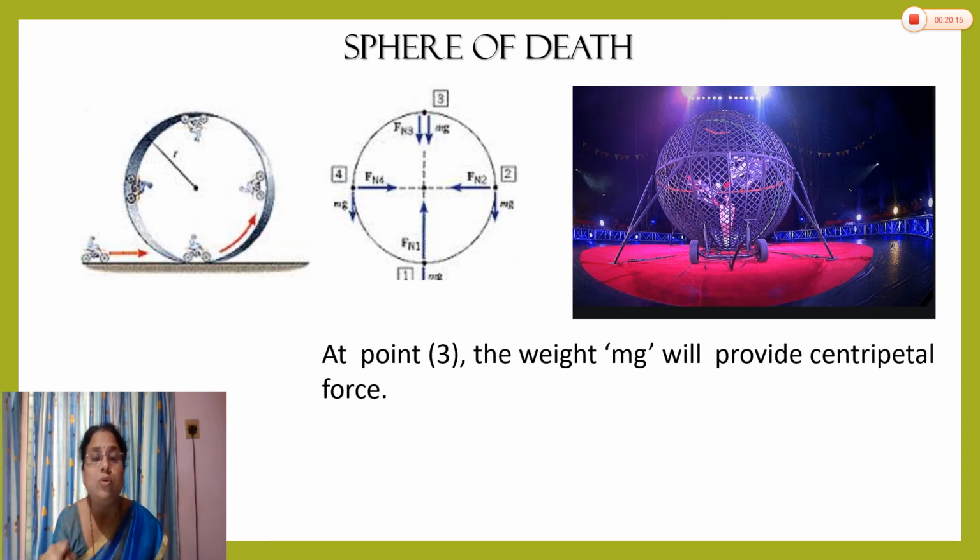So √rg, 10 into 10, that is 100. Square root of 100 is 10.